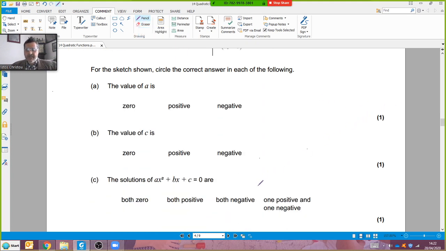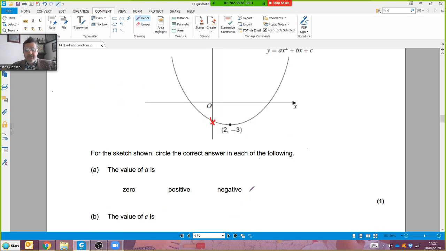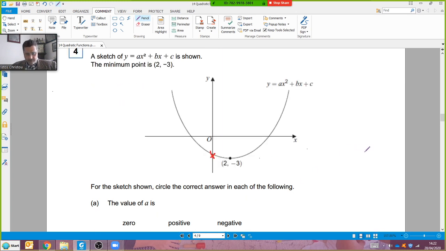The solutions to this are both 0, both positive, both negative, 1 negative and 1 positive? So look at the roots. What do we got? 1 positive, 1 negative. Boom, 1 there positive, 1 negative. Okay.